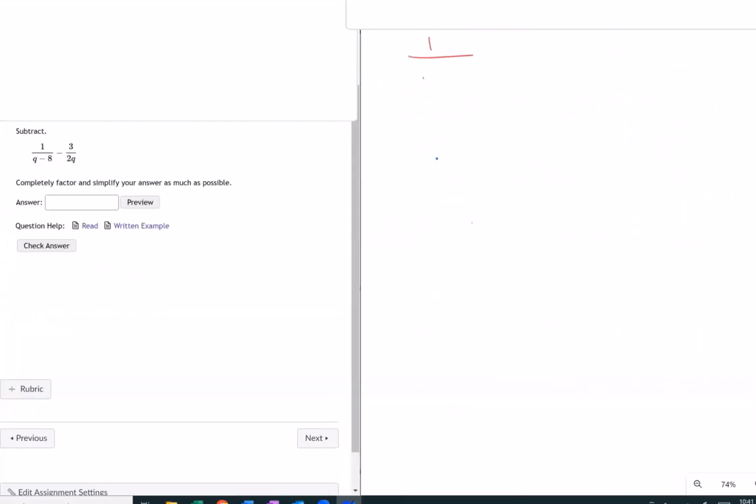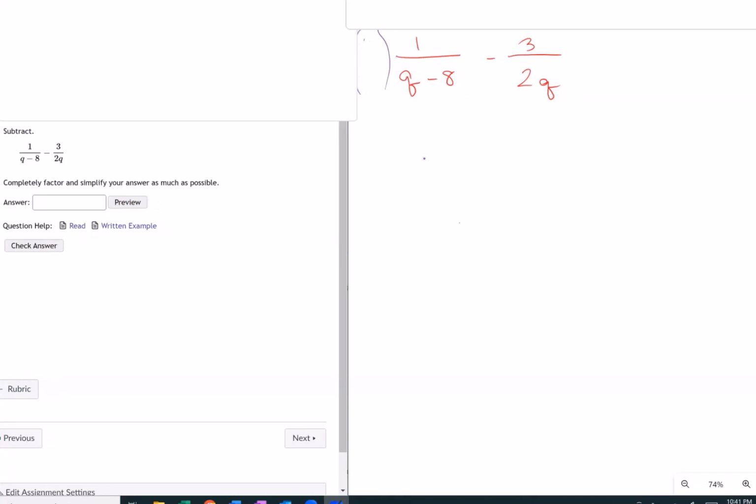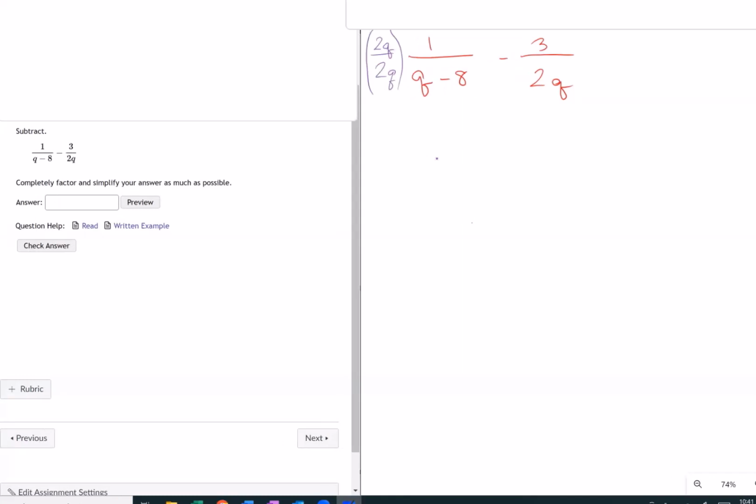1 over q minus 8 minus 3 over 2q. Now, we have no factors in common. Q minus 8, I can't factor. 2q, it doesn't matter, 2 times q. I'm going to multiply them times each other. So this is times 2q divided by 2q. This is times q minus 8 divided by q minus 8.